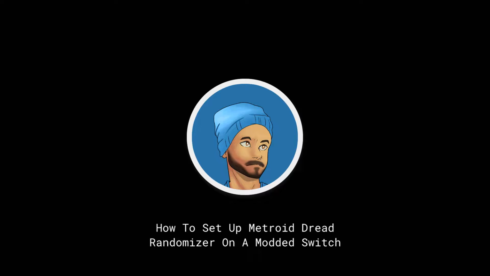This video assumes that you already have your Switch modded, and at least have a basic understanding of how to use Atmosphere and Hecate. You should also have downloaded and installed Randovania, which is the front-end tool that generates the seeds and also patches the game files. If you don't yet have Randovania, you can find a link to that in the video description.